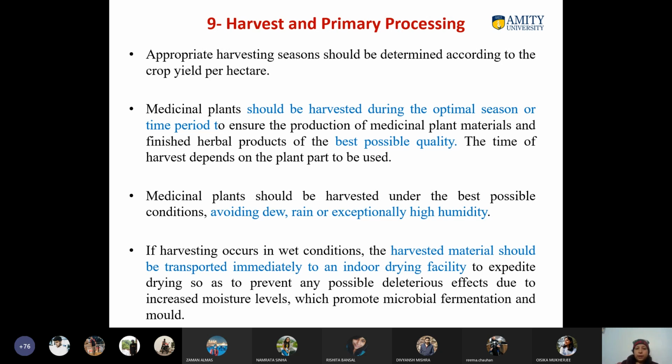Similarly, for most of the medicinal plants, the harvesting is carried out under conditions where there is no dew, no high humidity in the atmosphere, and harvesting is generally not preferred during rainy days. Okay, if harvesting is done during the optimal season or time period, you will get the best quality herbal products.